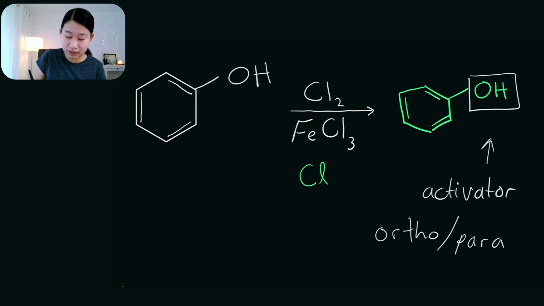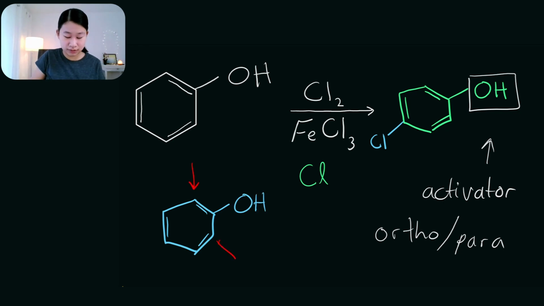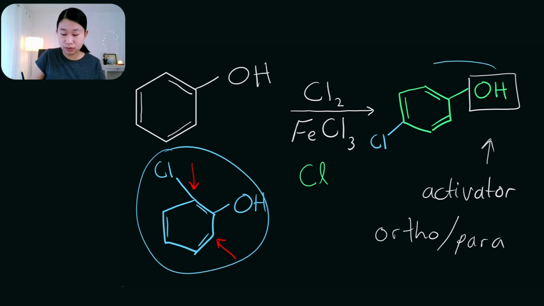One of the products we can write is chlorine in the para position. Remember, this is going to be para with respect to our activator. The other product is when chlorine is going to be directed to an ortho position. Now, these are the two ortho positions. And because this is symmetrical, it doesn't really matter which ortho position we choose, they're both going to be the same product. So for example, we can choose to write chlorine up here at this ortho position. And so you have your two products.